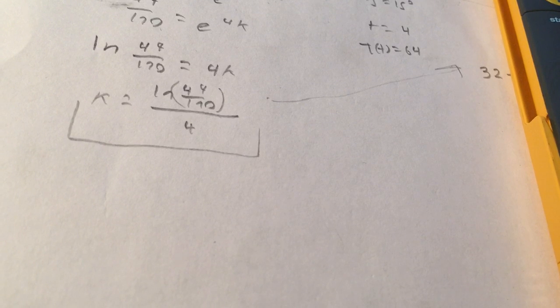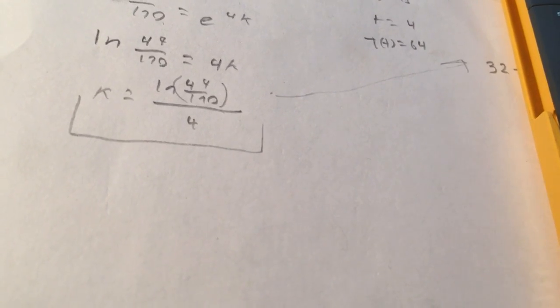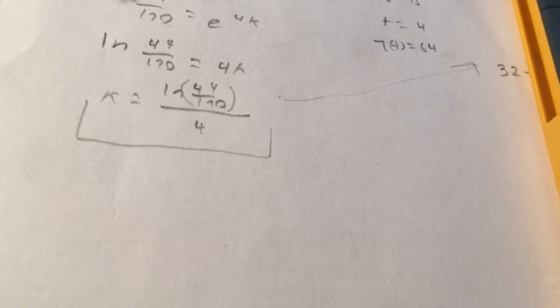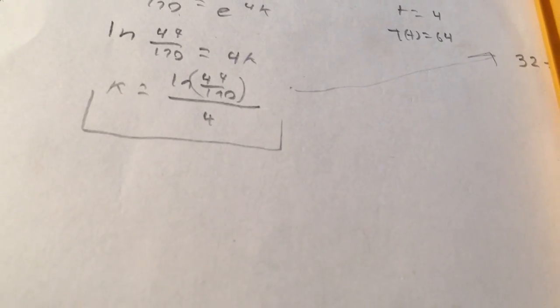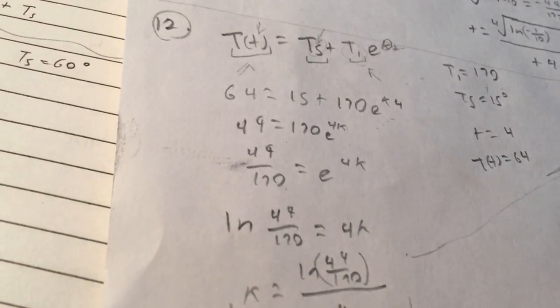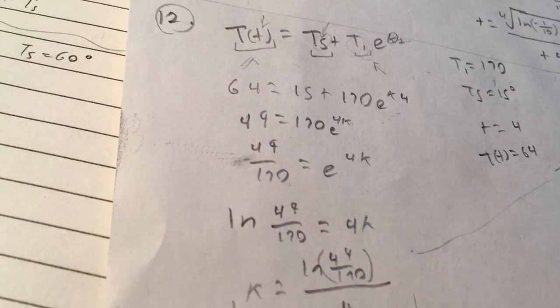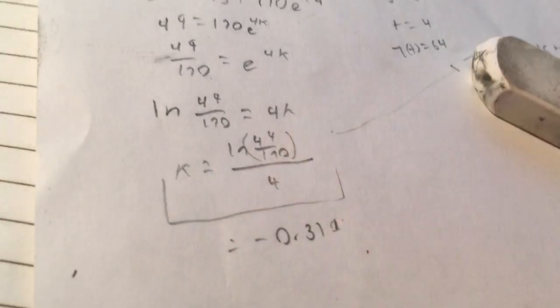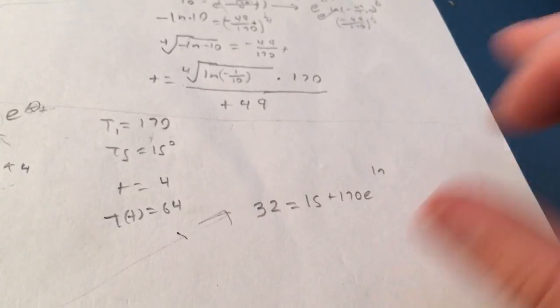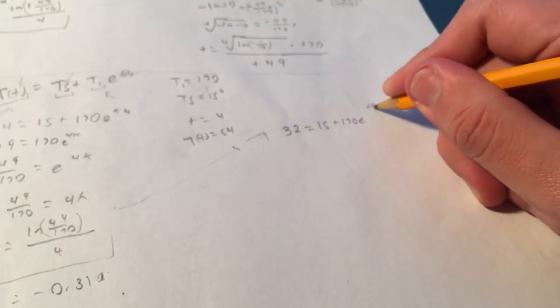Now the 49 divided by 170, and then that divided by 4, so it's going to be negative 0.311. Okay, there you go. So instead of having to write that whole gigantic mess of ln of whatever over whatever, you just write that. Okay, so it's negative 0.311 times t.